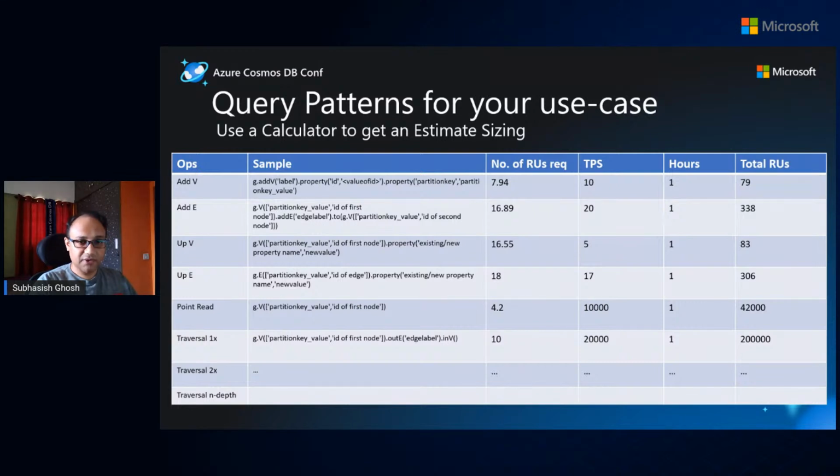Point read is something very efficient. Basically, you're bypassing the query operator, so you go directly to the endpoint of the physical partition where the data is residing. So point reads you can definitely optimize for, but as we saw for our use case, we had around 10,000 TPS, and on peak it is much higher as well. So your design decision on the partition key choice has to be decided accordingly.